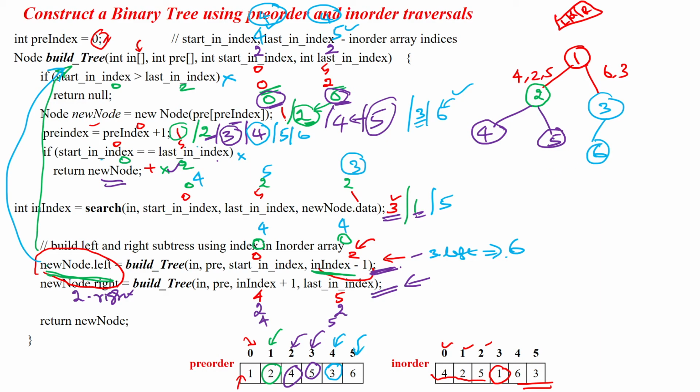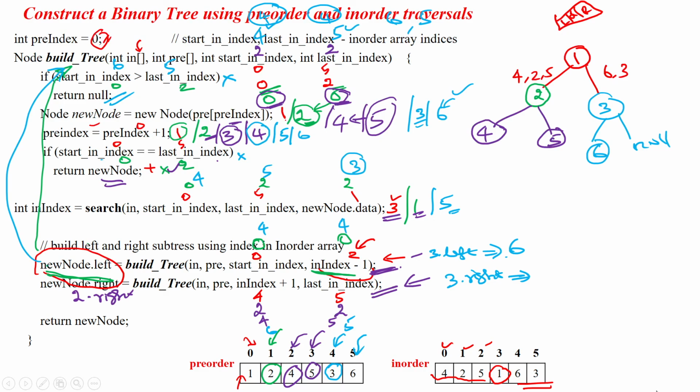Then now we are checking 3 dot right. For 3 dot right, we are passing, what is the in index value here? In index value is 5, so 5 plus 1 is 6. Last index value is 5. So here we are passing 6 and 5. When you pass 6 comma 5, the starting index is 6 and the last index is 5. 6 is greater than 5, so it returns null. So 3 dot right is null.